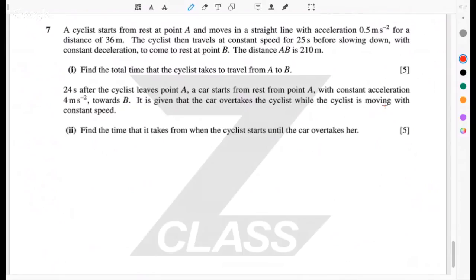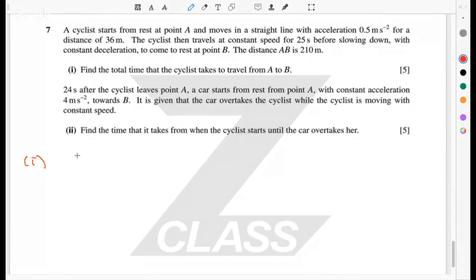Question 7. A cyclist starts from rest at point A and moves in a straight line with acceleration 0.5 meters per second squared for a distance of 36 meters. The cyclist then travels at constant speed for 25 seconds before slowing down, with constant deceleration, to come to rest at point B. The distance AB is 210 meters. The first part of question 7 is asking to find the total time that the cyclist takes to travel from A to B.